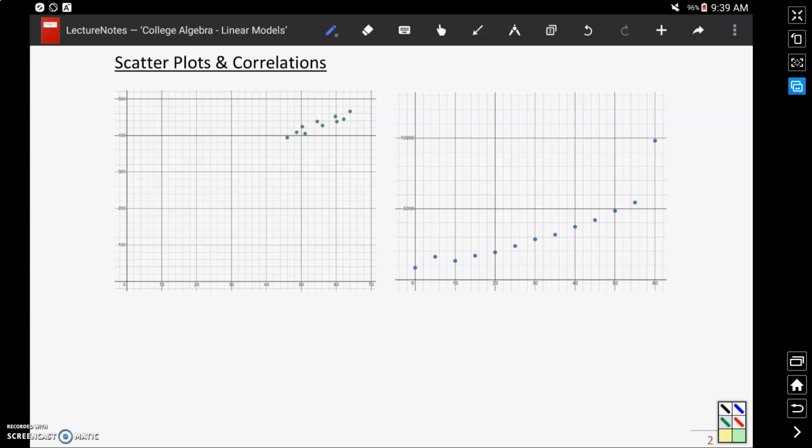A scatter plot is a collection of XY coordinate pairs that are plotted on a coordinate plane to allow us to look at and try to understand visually the pattern and behavior of those pairs of points, or those pairs of coordinates. The first thing we can look at when we look at the scatter plots on the left and the right here is the general pattern that they're following.